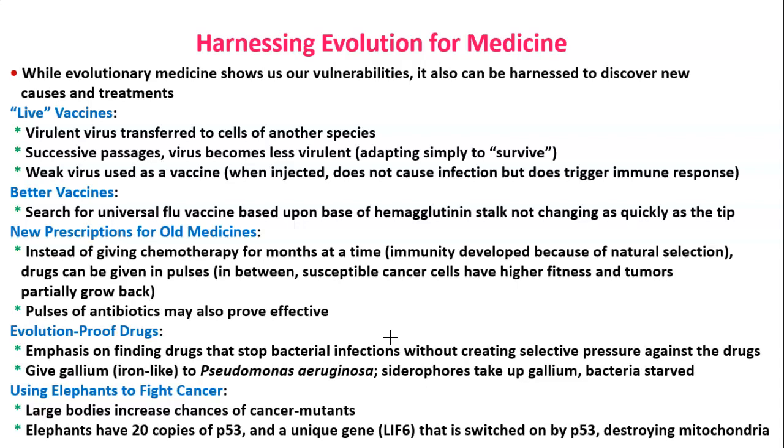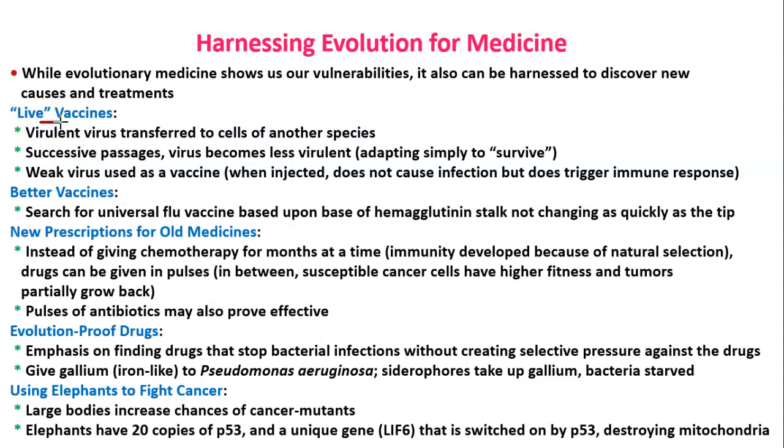Well, we're going to end here by addressing this topic, harnessing evolution for medicine. And indeed, our chapter is evolutionary medicine, and we've been dealing with that through all these prior sections. So what you can see from our chapter is that while evolutionary medicine shows us our vulnerabilities and how we are more susceptible to certain diseases and ailments, etc., evolutionary medicine can also be harnessed to discover new causes, identifying things that are causing disease that we may have otherwise overlooked, as well as new treatments, harnessing the power of evolution in order to make our lives healthier, safer, better.